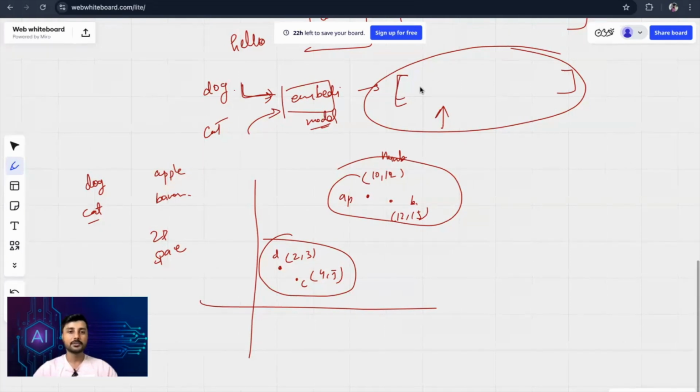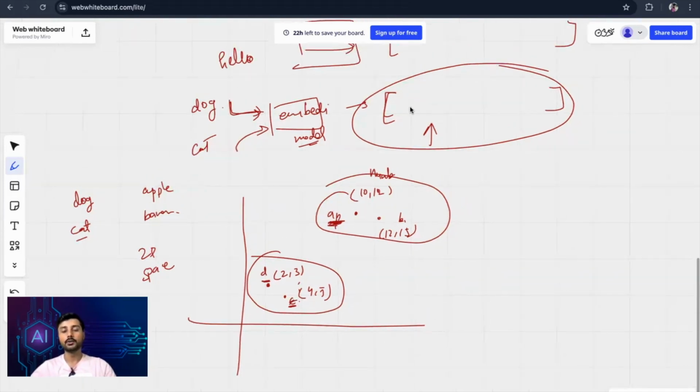We can at least capture which words are similar to each other, whether dog and cat are somehow similar to each other or not, whether apple and banana are similar to each other or not. So this is what we can capture. We can also capture one more thing, like I can say that dog is much closer to cat than apple, right? Which means if I have to find out which one of these two is more similar to dog, I'll say cat. So these types of things we are able to capture if we represent the word as vectors.